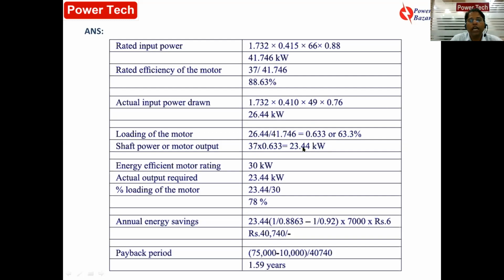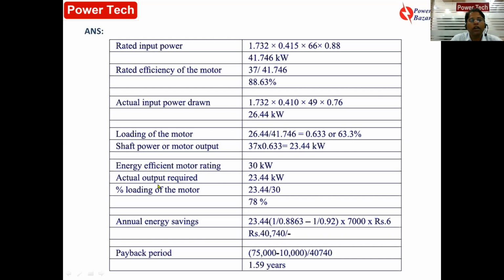What can we do? We can go for downsizing of the motor. Now what size should you choose? We can choose 25 kilowatt, but in this case we have chosen 30 kilowatt. Now what is the actual power required? It is 23.44 kilowatt. And what is the rated power?